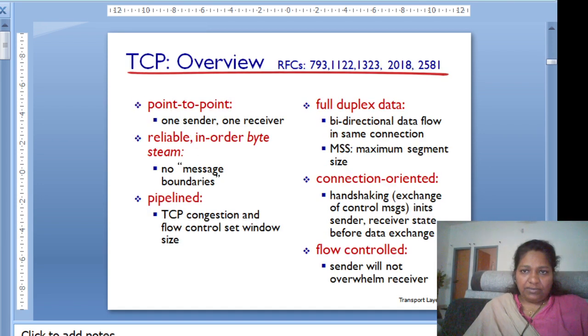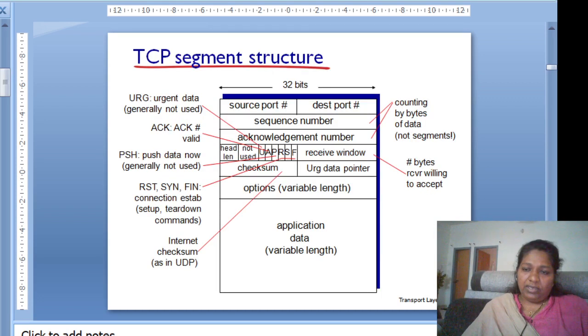So we have seen about TCP. It is a point-to-point communication, one sender, one receiver, and it is connection oriented. It is more reliable than UDP, and it has congestion control and flow control, so that the data loss is very minimal. So this is the TCP segment structure.